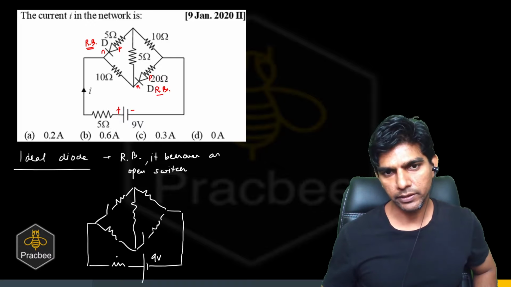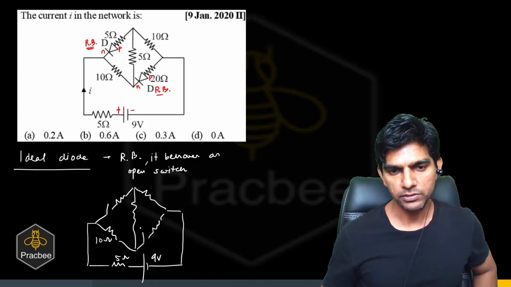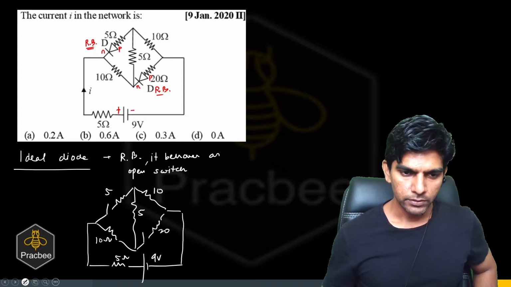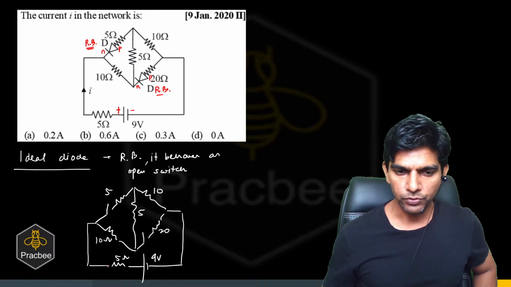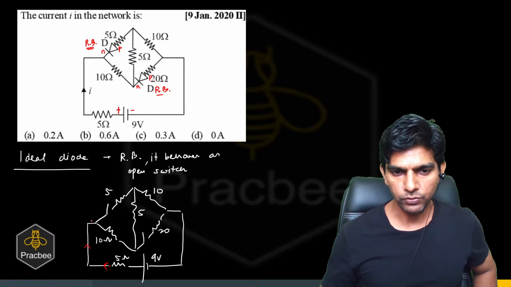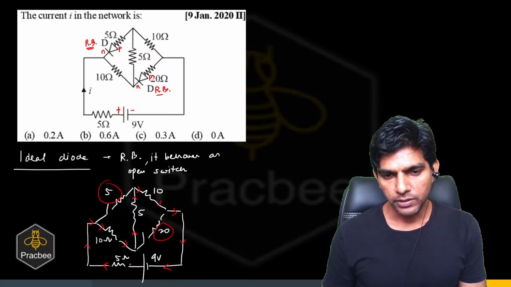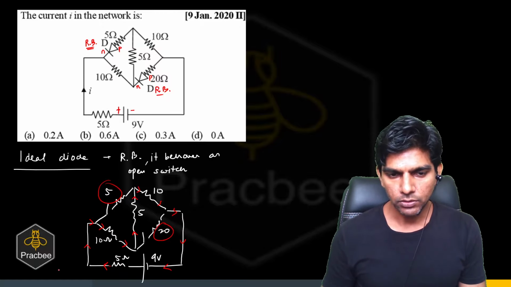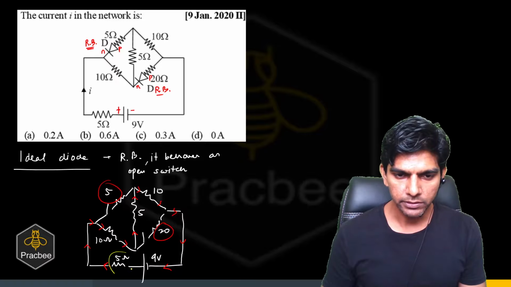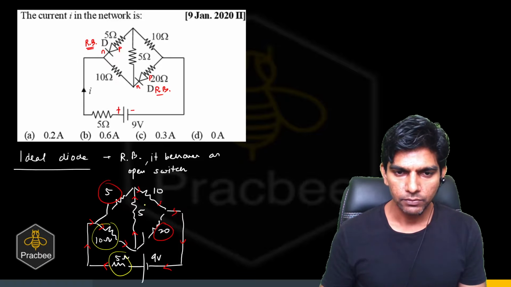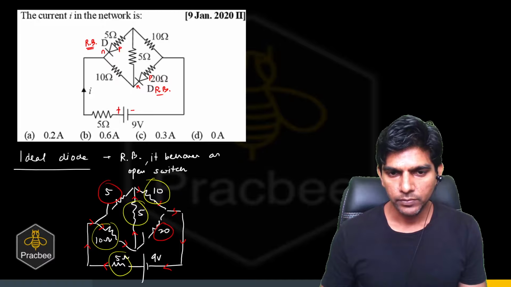This is a 9 volt battery, a 5 ohms resistor, a 10 ohms resistor, 5 ohms, 5, 10, and 20. If I show the direction of the flow of current, the current will flow like this. It will not pass through the open circuits. So this 5 ohms and this 20 ohms are not contributing anything, so we can remove them. The current flows in a path with a resistance of, adding up 10, 5, 5, 10, around 30 ohms.